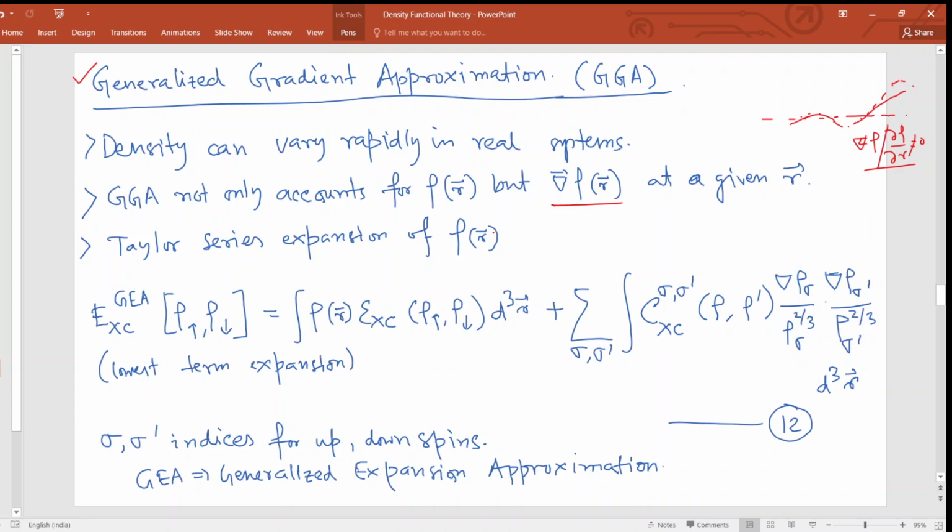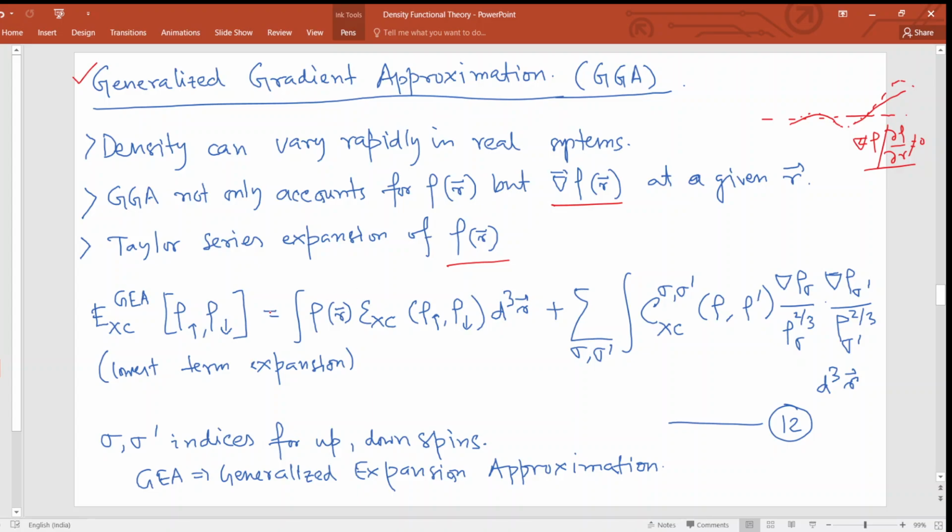Now, how is it done? It is done through a Taylor series expansion of rho(r). You all know what a Taylor series expansion is: you have some mean value or equilibrium position around which you expand it. So you get the first order term, second order term, third order term, and depending on the level of variation, you can take the approximation up to first order or higher order.